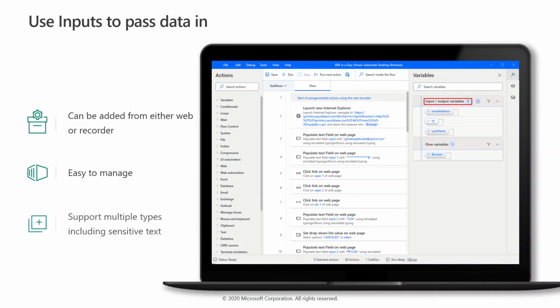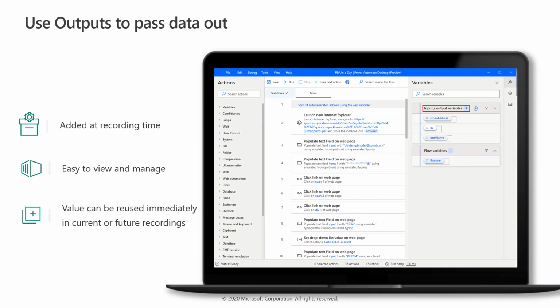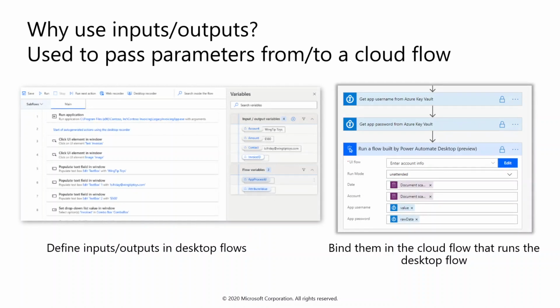In lab number 4, we'll be using inputs to pass data in. So setting up these variables to pass data in and output variables to pass data out. And the reason that we do this is actually one of the magic things about this suite of products: we can then pass data from the cloud into the desktop flow. And we'll be doing that in later labs. So that's lab number 4. In lab number 3, you're going to create your first desktop flow, and in lab number 4, we're going to create these input-output variables.